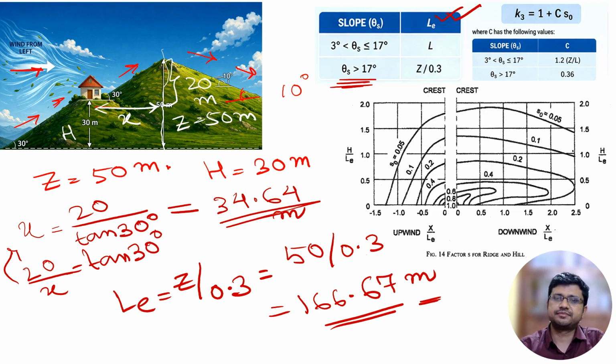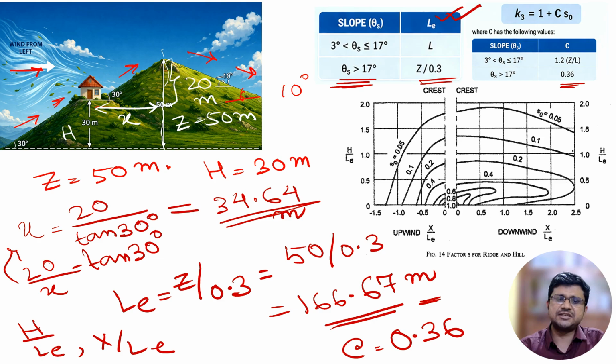And how much will be C? Our ground slope is greater than 17 degree, so our C will be 0.36. Now we have to calculate the value of H by LE and X by LE.